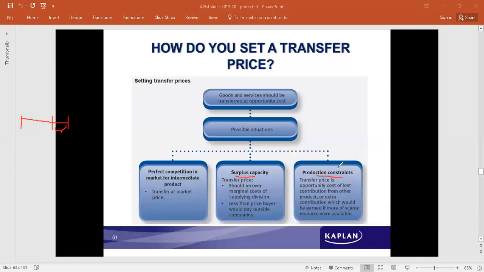Production constraints: the transfer price is the opportunity cost of lost contribution from other products, or extra contribution which would be earned if more of the scarce resources were available.